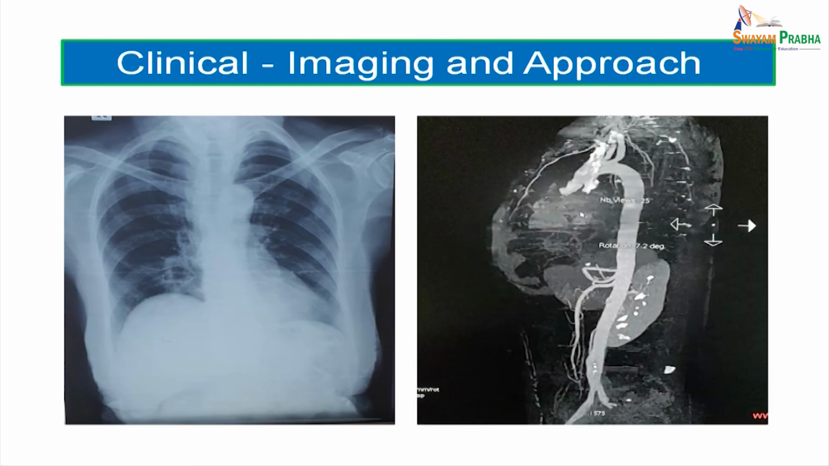So, this is a screenshot of a CT aortogram showing the lateral view of the chest, and here you can make out the course of the arch of aorta as it proceeds backwards, and you can also make out the 3 branches of the arch of aorta.